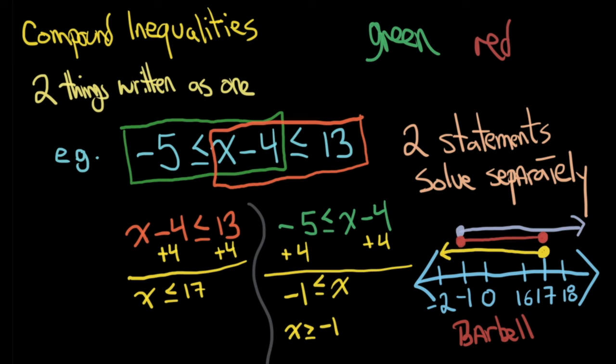Would you like to see another one? Yes? Okay. Let's do another one. So here's another example. This would be your last one. Negative 12 is less than 2 minus 5x is less than or equal to 7.